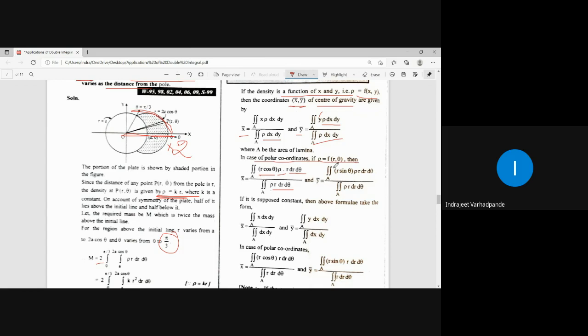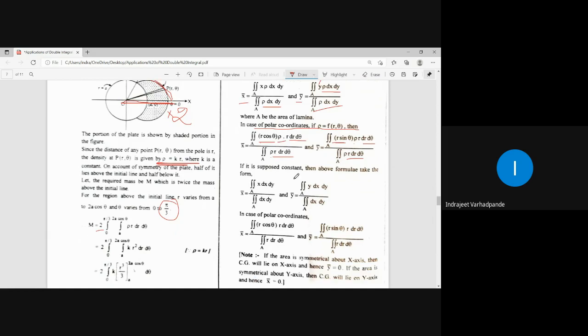Y bar is equal to the double integral over A, where y is replaced by r sin theta, rho as it is, and dx dy is converted to r dr d theta, upon the denominator, the double integral over A of rho dx dy, which is nothing but rho r dr d theta.